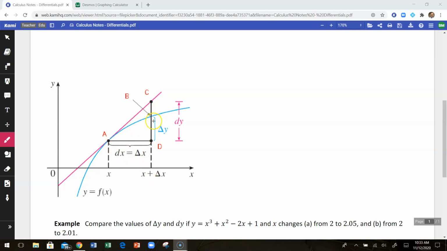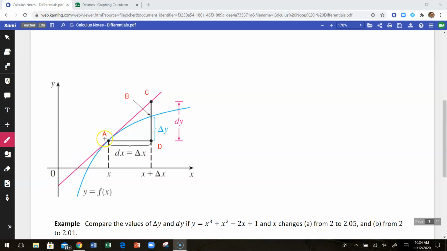My difference in y value would be delta y. So I have my y value here, I have my y value here. That difference is called delta y. So change in x going from this point to this point, and then change in y, delta y, going from this y value to this y value.